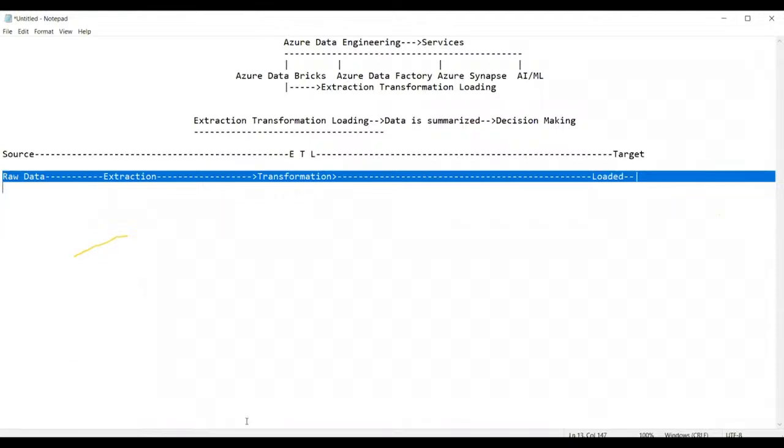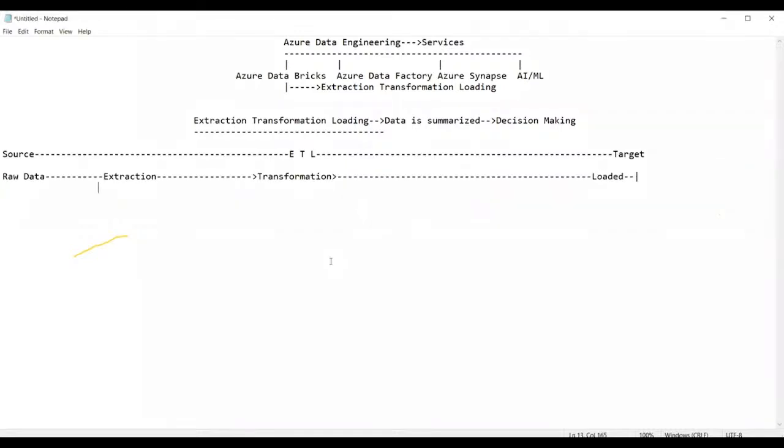There is nothing where you need to worry about how things will move on. All these things, you need not worry about. Simply, extraction, transformation, and loading is the process. Extraction, transformation, and loading is the process of picking up the required data and transforming the data as per the requirement, and ultimately the transformed data you will load into the target.